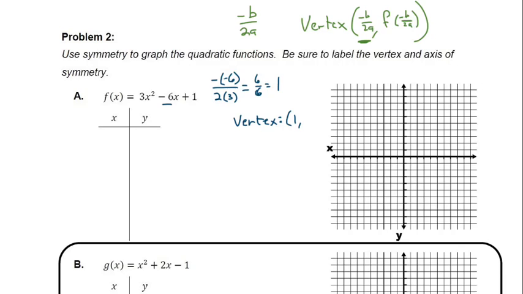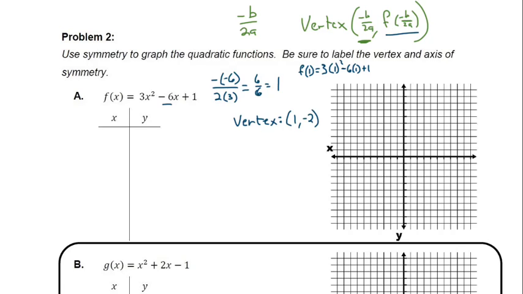To get the y-coordinate, you simply plug that x value back in. That's what we mean by f of negative b over 2a. This is the negative b over 2a right there, so we're going to plug that into x. So we want to find f of 1 equals 3 times 1 squared, no, I'm sorry, not plus, minus 6 times 1 plus 1. So that's 3 minus 6 is negative 3, plus 1 is negative 2. So we got the vertex.